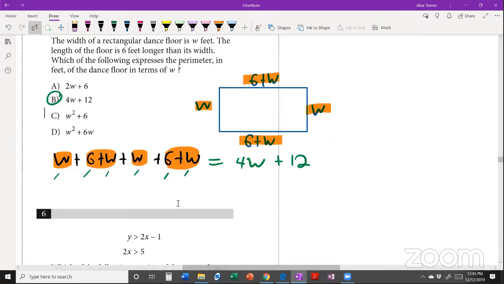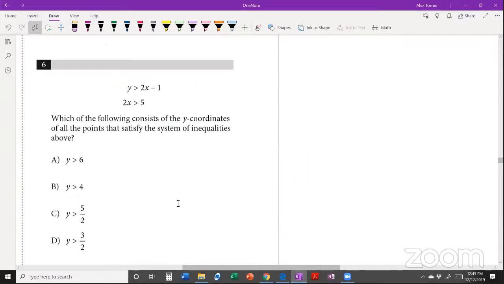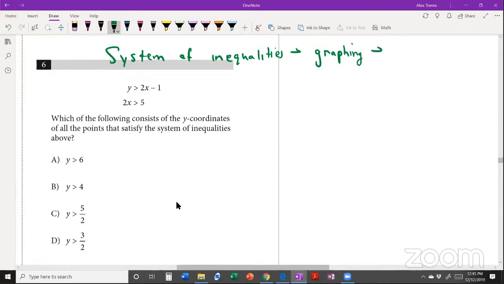Coming over to number 6 now. 6 will be our system of inequalities. So for a system of inequalities, we're going to want to get our answers by graphing them and by pretending that they're equations temporarily. And we'll show you what we mean by that.